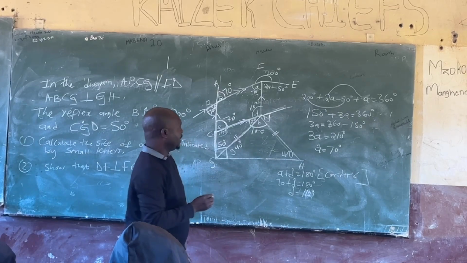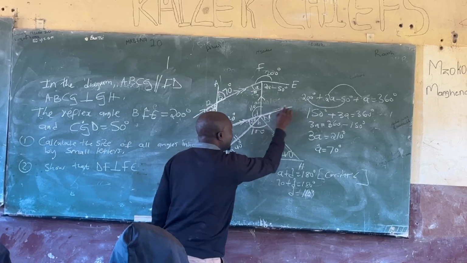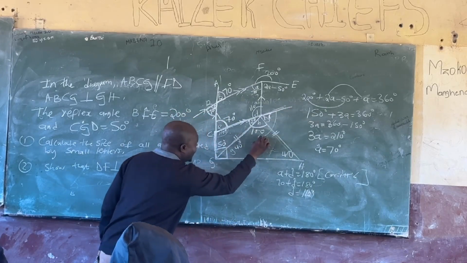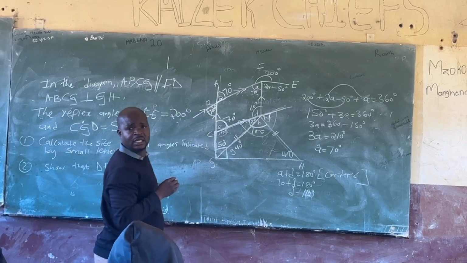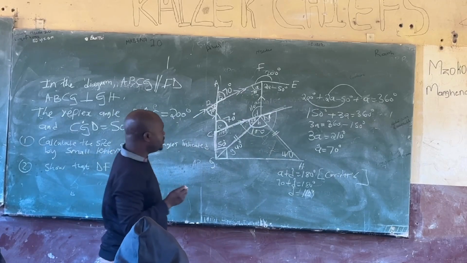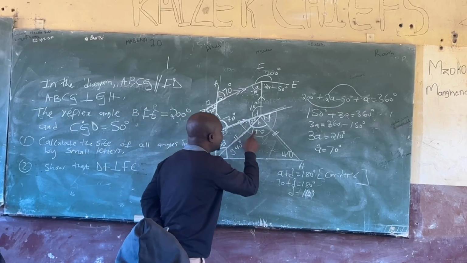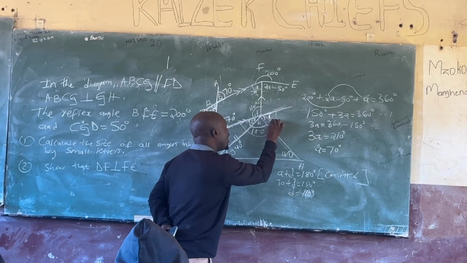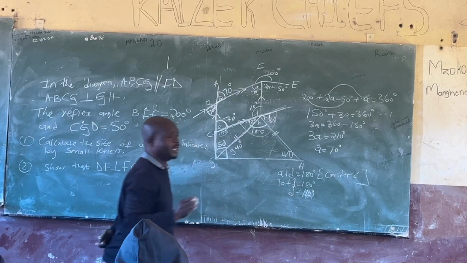Do you agree with me when I say this is a line, and the angles on the same line are equal to 180? Which means 180 minus 100 minus 20 gives 60.